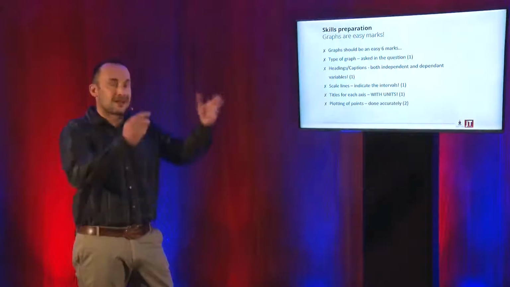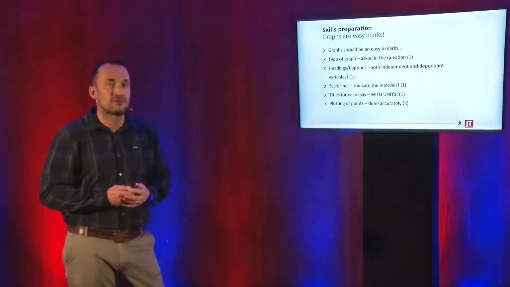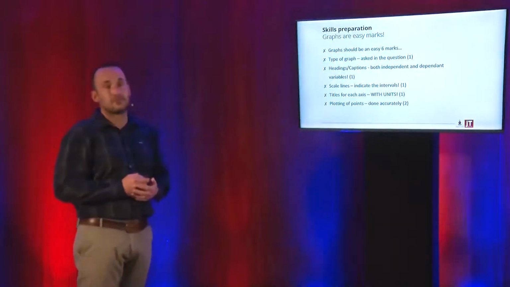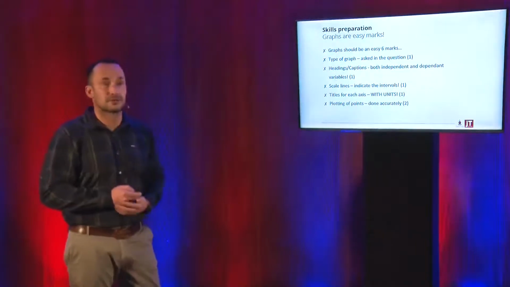Or if you're given a table, my suggestion would be look at what you have in the first row of your table, and those will most likely be the labels that you're going to be using for your x and y axis. Okay, and then there are 2 marks for plotting the points in terms of the coordinates on the graph.